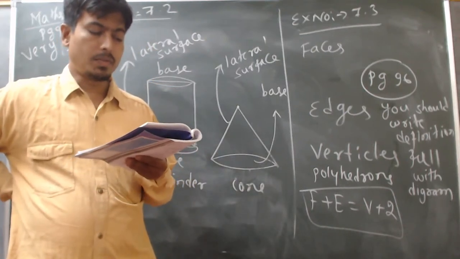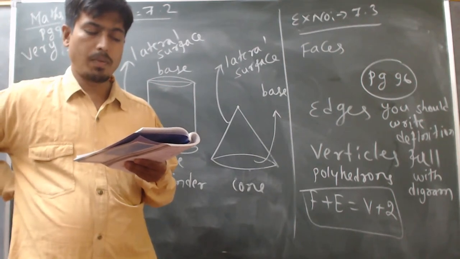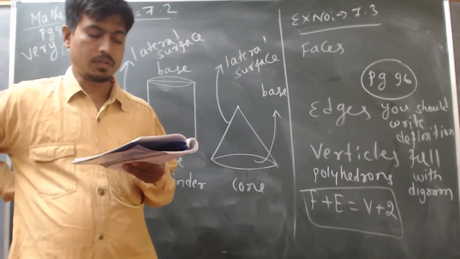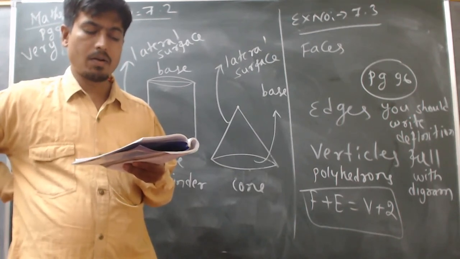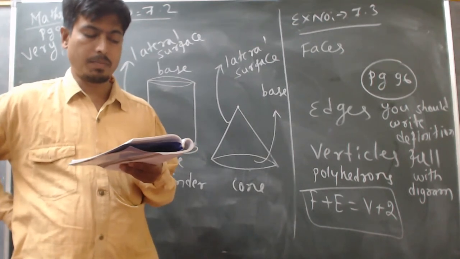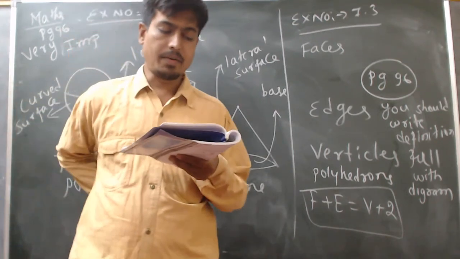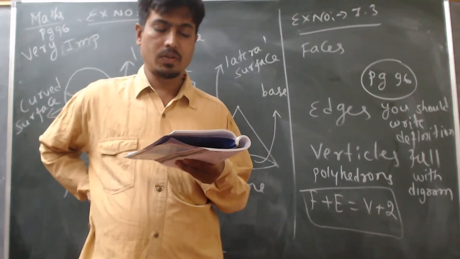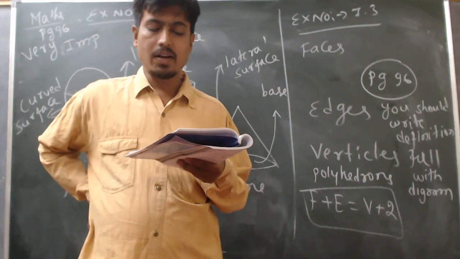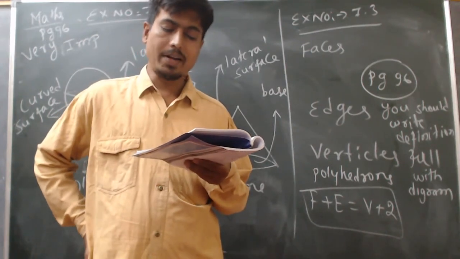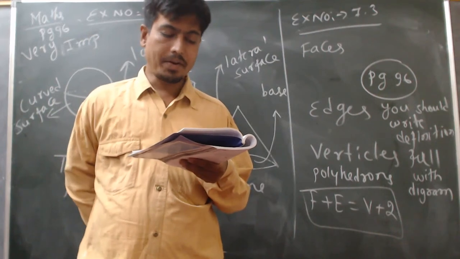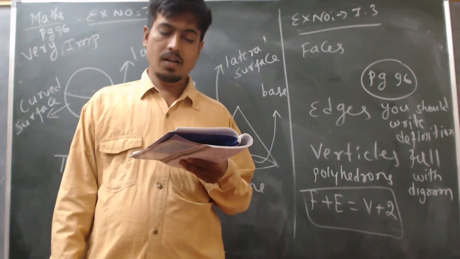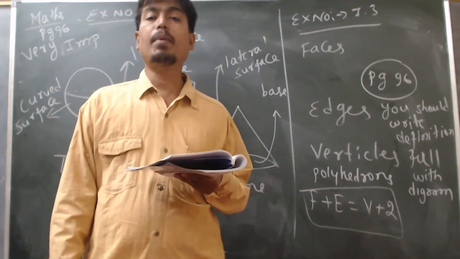We say that a prism is a polyhedron whose base and top are congruent polygons, and the other faces, the lateral faces, are parallelogram in shape. What about the pyramid? A pyramid is a polyhedron whose base is a polygon of any number of sides, whose lateral faces are triangular with a convex vertex. So you have to write this definition. If you join all the corners of the polygon to a point not in its plane, you will get a model of a pyramid.